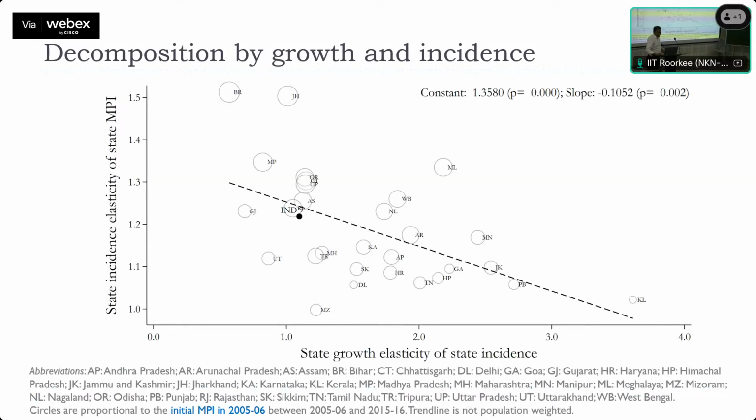So this is the type we get. So we have, look, state growth elasticity. These are the elasticities of state incidence. Okay, so you have these different numbers.